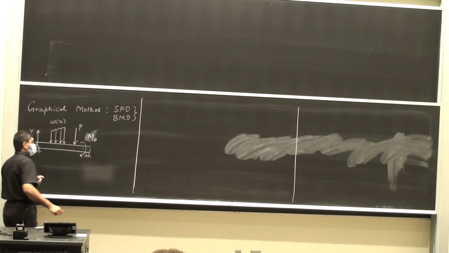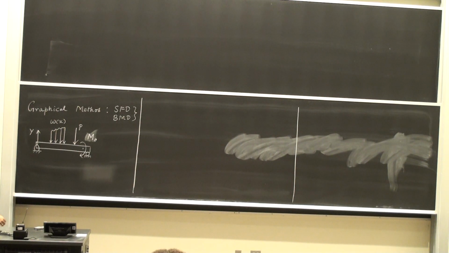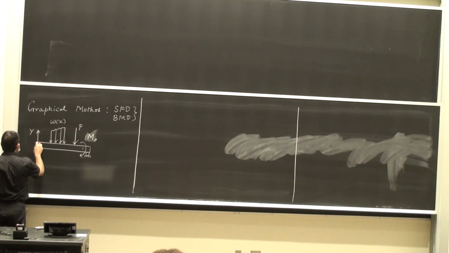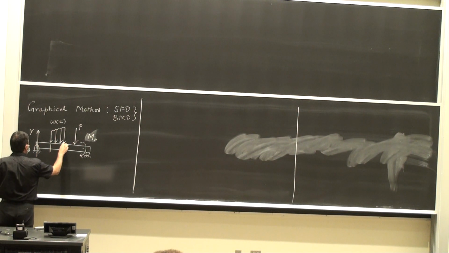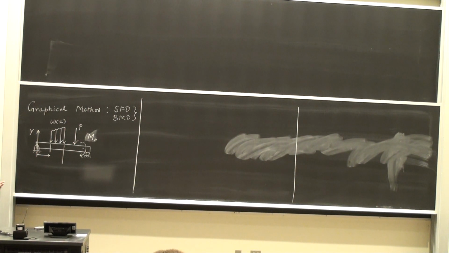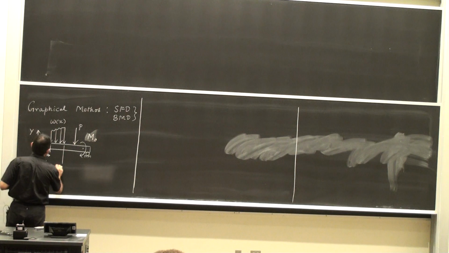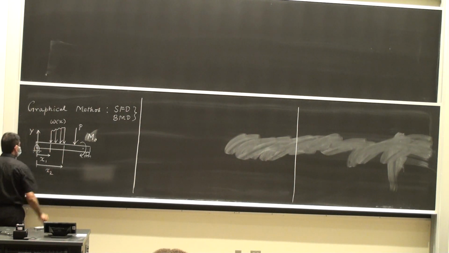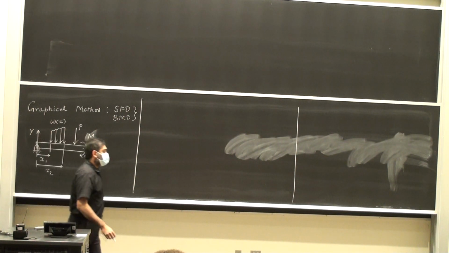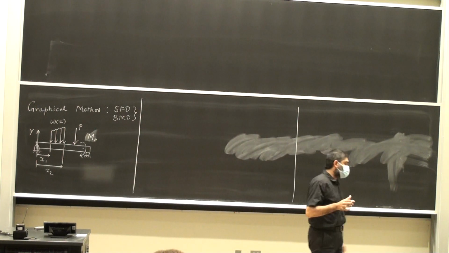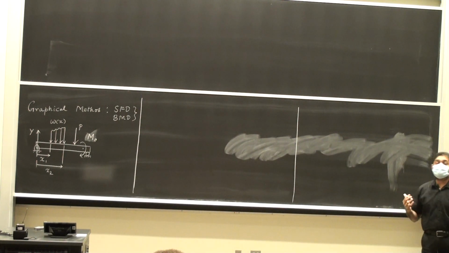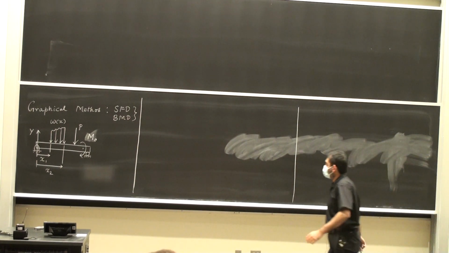And my x-axis is along the length of the beam. I'm going to assume that this distributed load spans the following dimension. It's at a length x1 where it begins, and it ends at a length x2, some length. First, I'm going to consider the effect of a distributed load on the shear force and bending moment values.